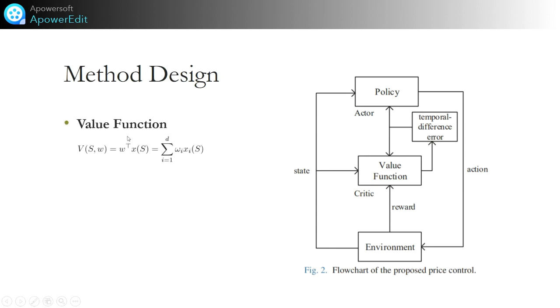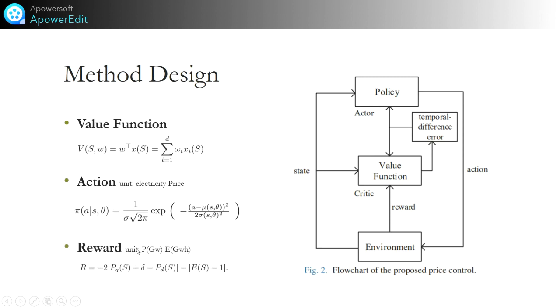Here, for the value function, we use tile coding to produce it. For further information, you can see our thesis. For the action, which is the electricity price, since our action space is very large and continuous, we use a Gaussian function to parameterize the policy according to this formula.